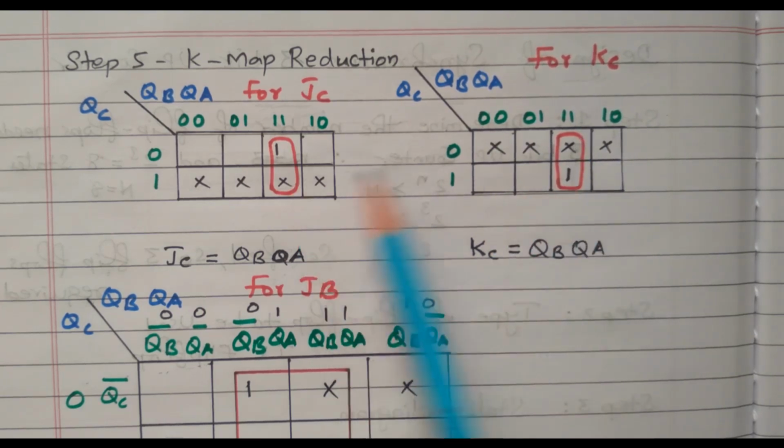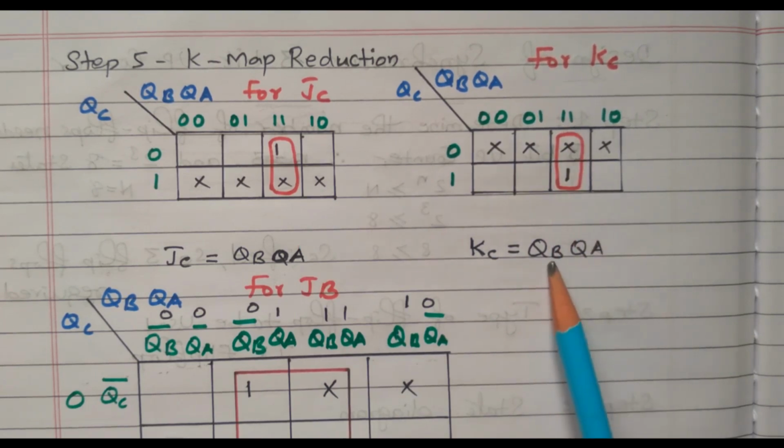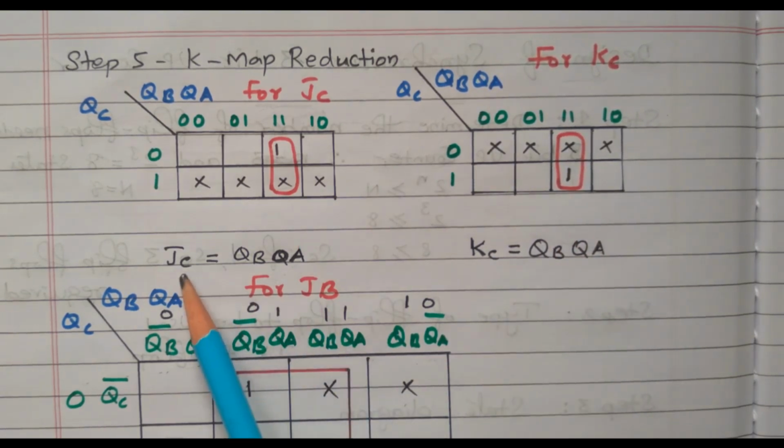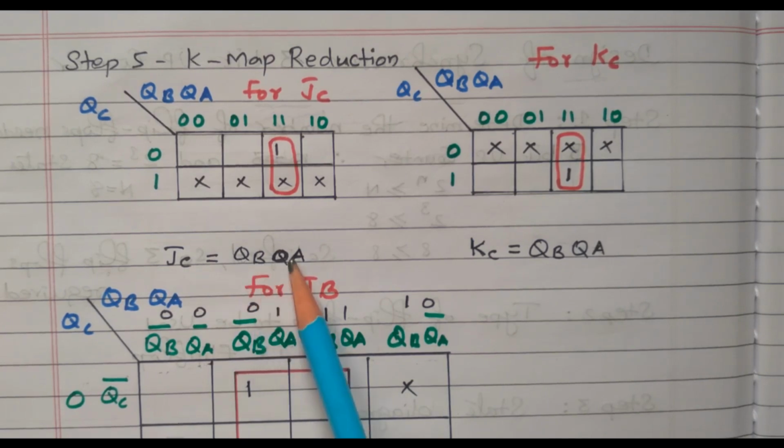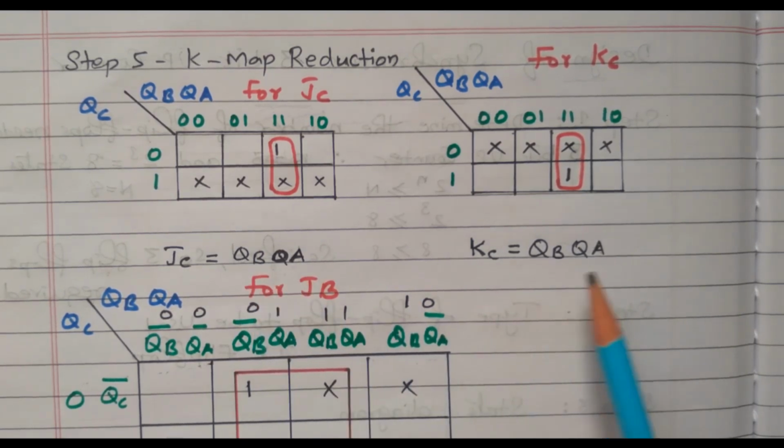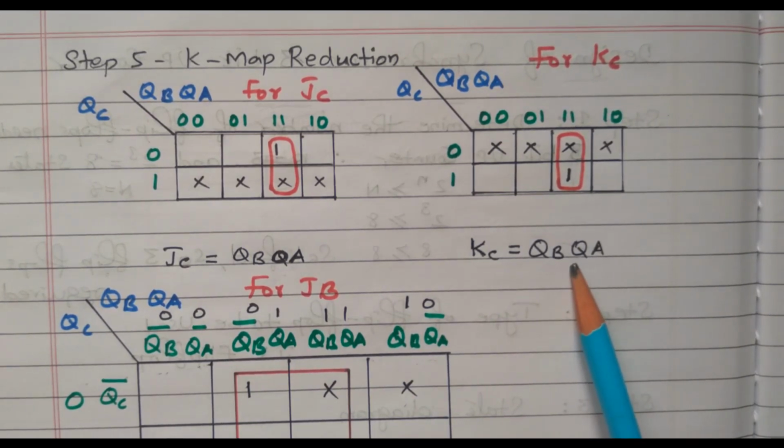Same thing, what is available here? Same thing, 1, 1. 1, 1 means KB, KA, right. So the JC value is QB and QA. KC value also QB, QA. So we need to implement this while designing the synchronous counter, right.